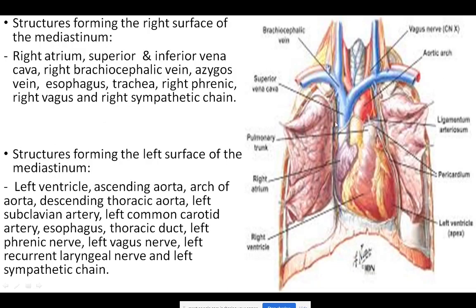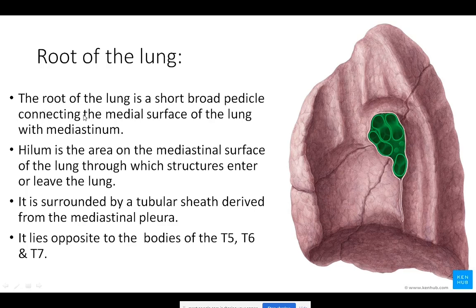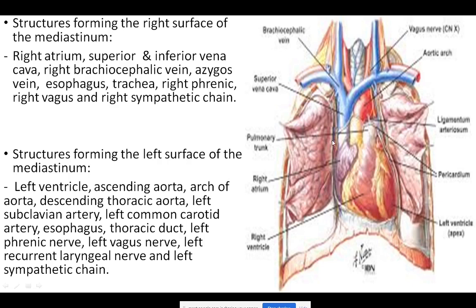That's what we cannot see anteriorly. When the heart is there, we cannot see the root of the lung because it is very short. Okay, connecting the mediastinal, it connects the medial. The root of the lung connects the medial surface of the lung with the mediastinum structures or with the heart.